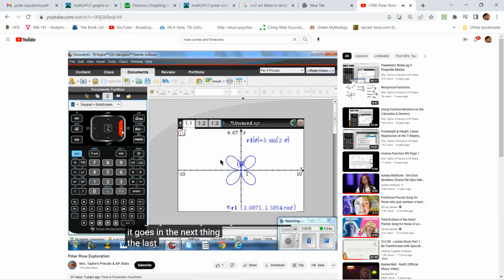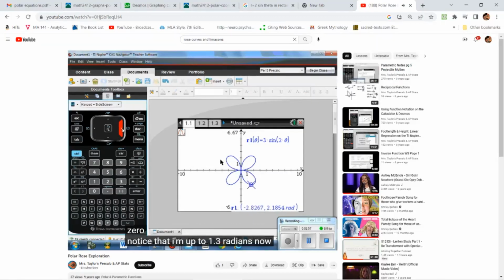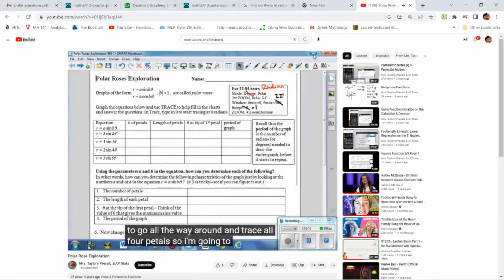The last question is, what is the period of the graph? I started tracing at 0. Notice that I'm up to 1.3 radians now. As I continue tracing these petals, I've traced all but this last petal now. When I get this petal traced, let's see how many radians it is. Go back one, 6.28. So it looks like it takes 2 pi to go all the way around and trace all 4 petals.